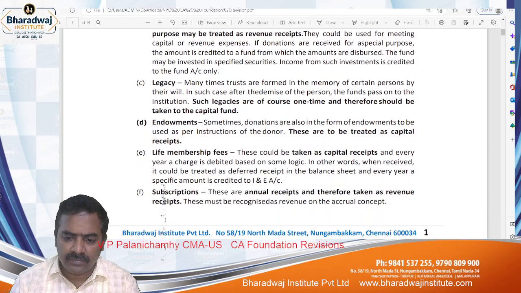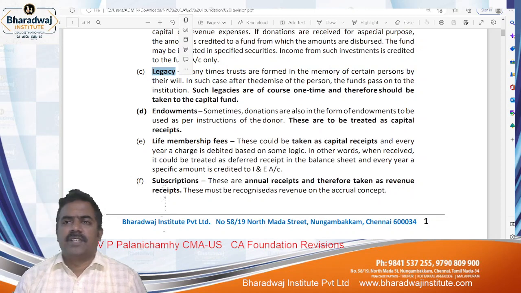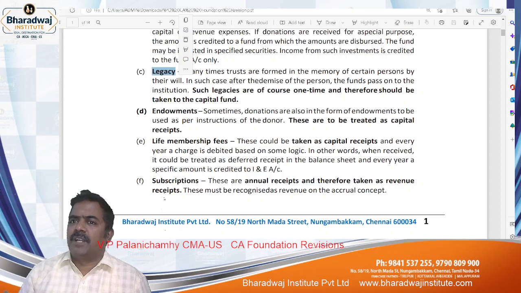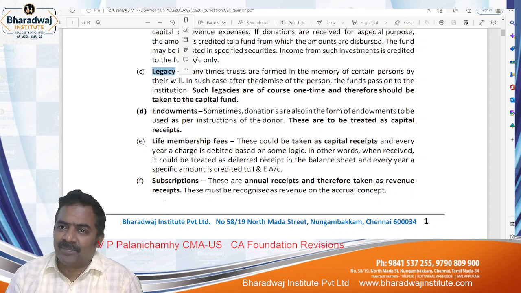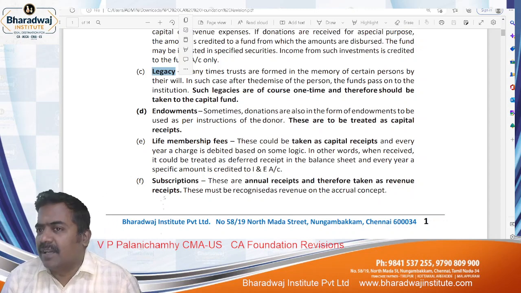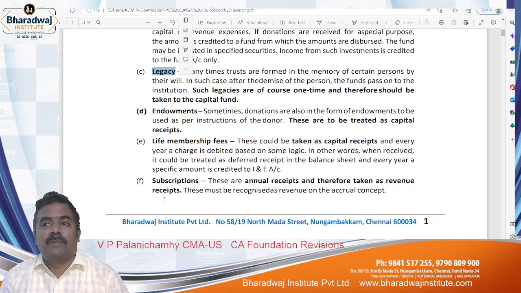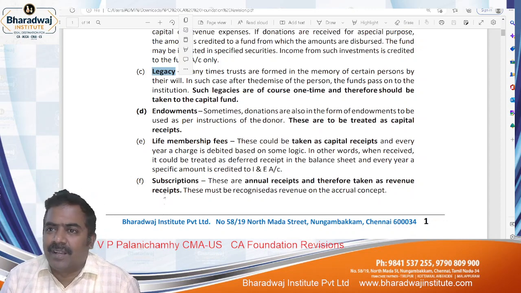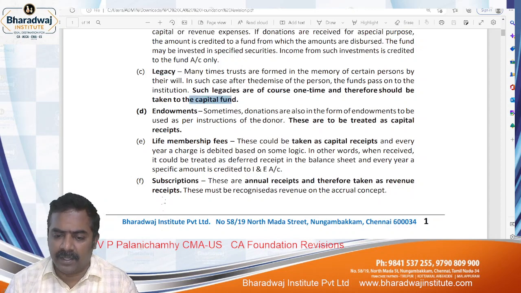Then legacy. What do you mean by legacy? For example, you are a member of a club. You are writing a will. After my death, these properties will be transferred to the trust. After your death, the properties will go to the trust. So the trust is getting the property on the death of a member or a particular party who has written a will. Is it a one-time receipt or recurring receipt? One-time receipt. So that is a capital item.